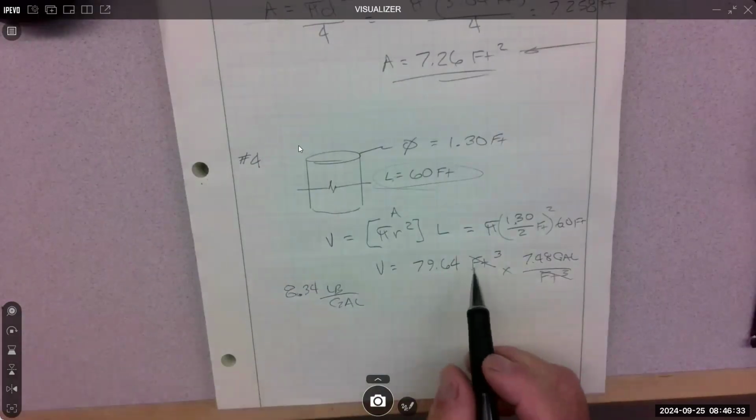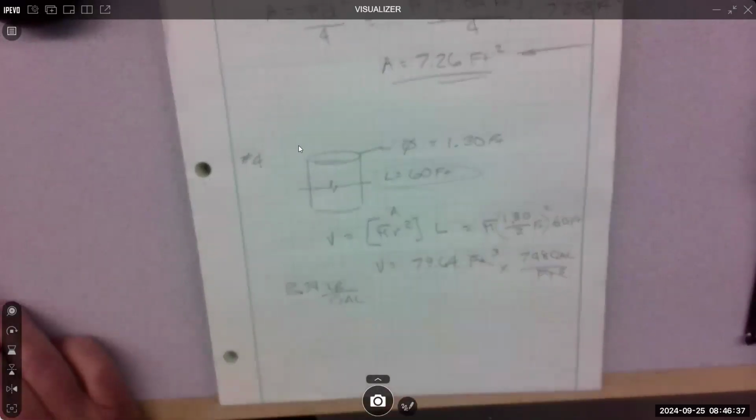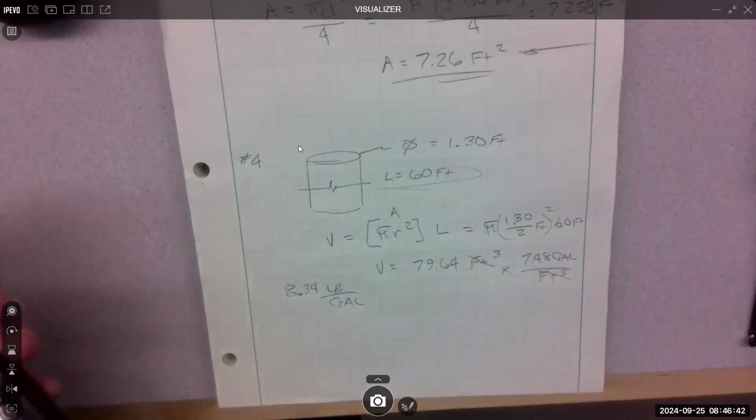So now is when we don't want to use this rounded number. 79.64, we don't want to use that. We want to use the whole number because we're continuing a calculation.